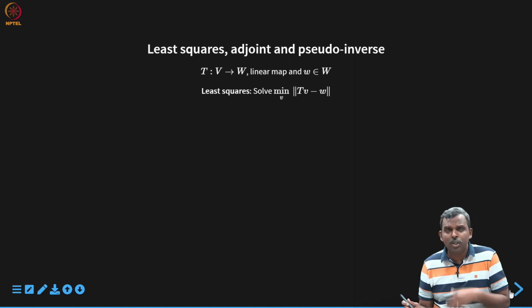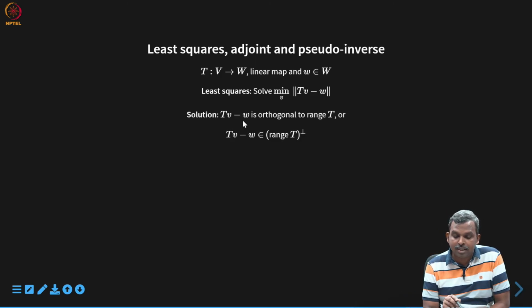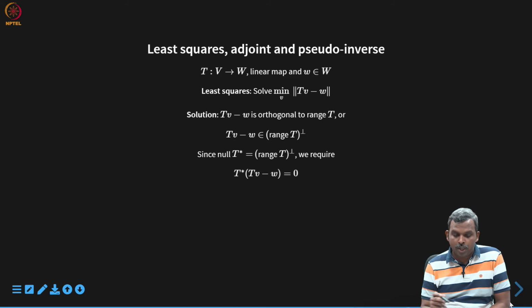Okay. We know by orthogonal projection that there is a solution, and the solution is such that Tv minus w is orthogonal to range T, isn't it. So, that is the solution. So, what does that mean? That this Tv minus w is in range T orthogonal complement. Okay. Now, what do I know? Null T star is the same as range T complement, isn't it. So, when you say Tv minus w belongs to range T complement, all you are saying is Tv minus w belongs to null T star.